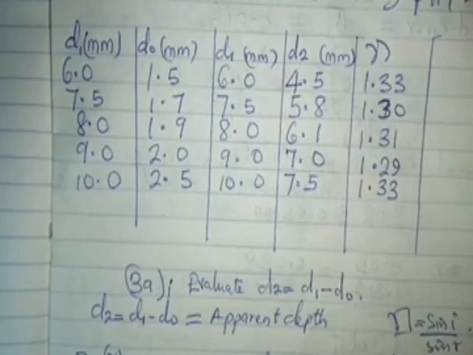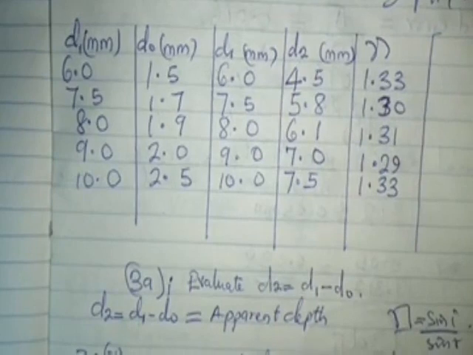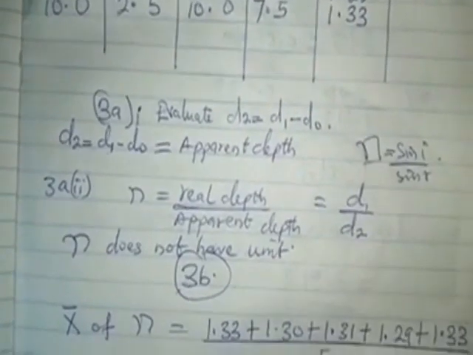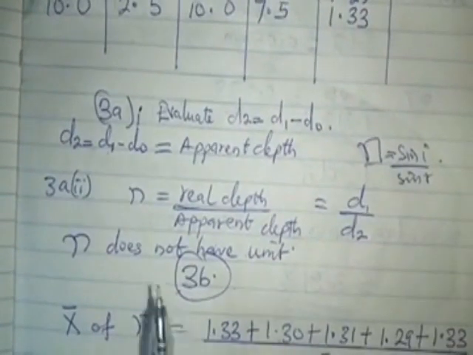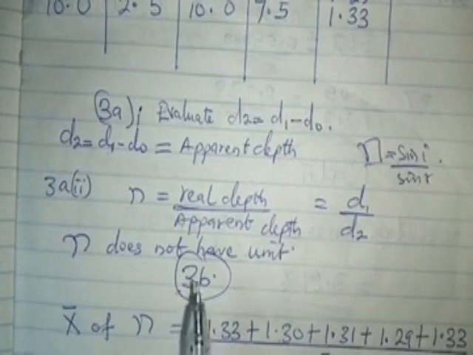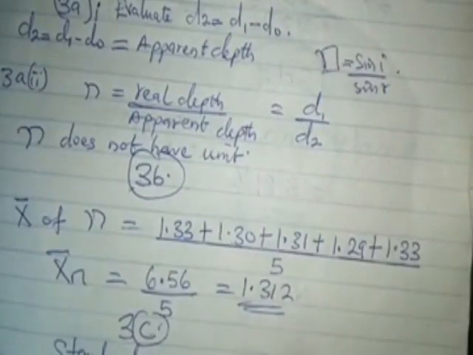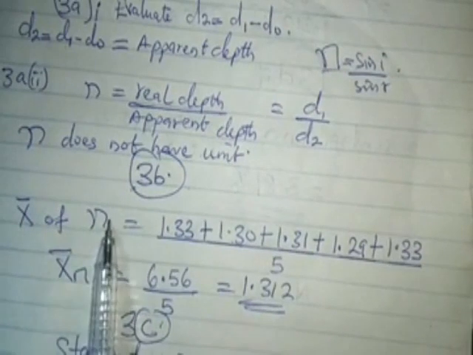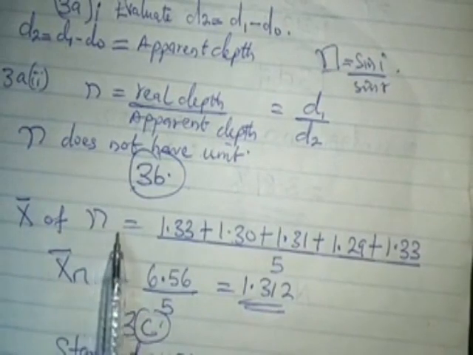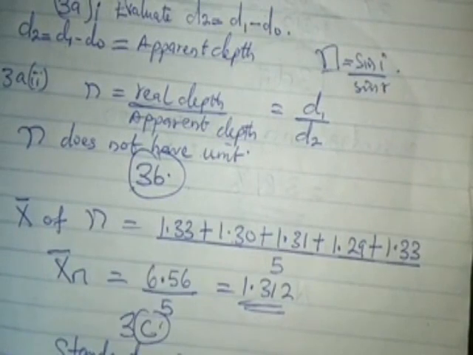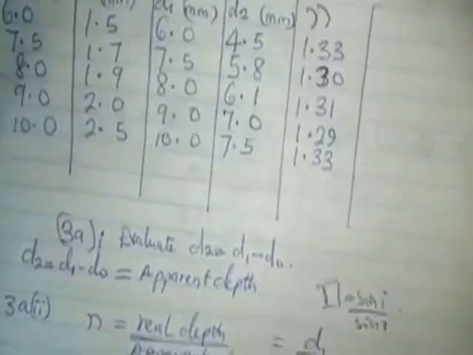All right, there are other questions that were added to this problem. The question said we should find the mean of the refractive index, the column of the refractive index. And how to find the mean is simple. We just go back to this part.